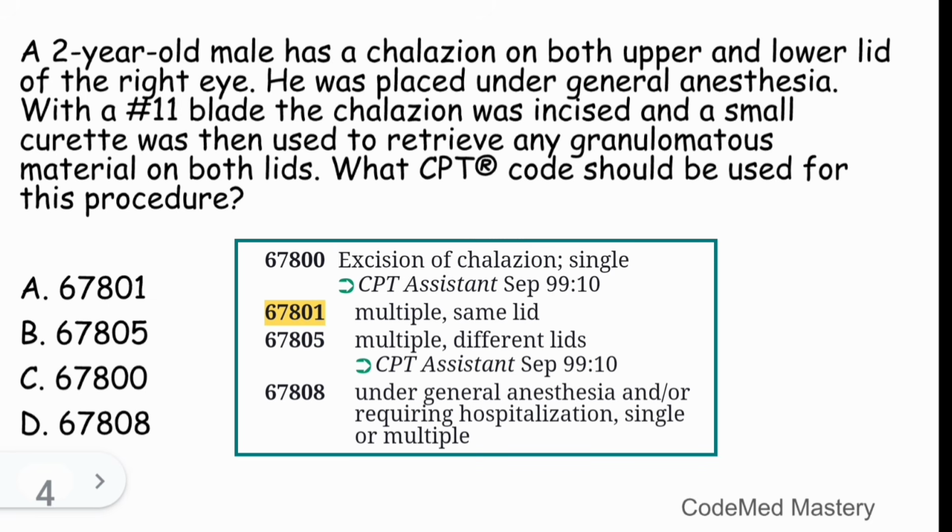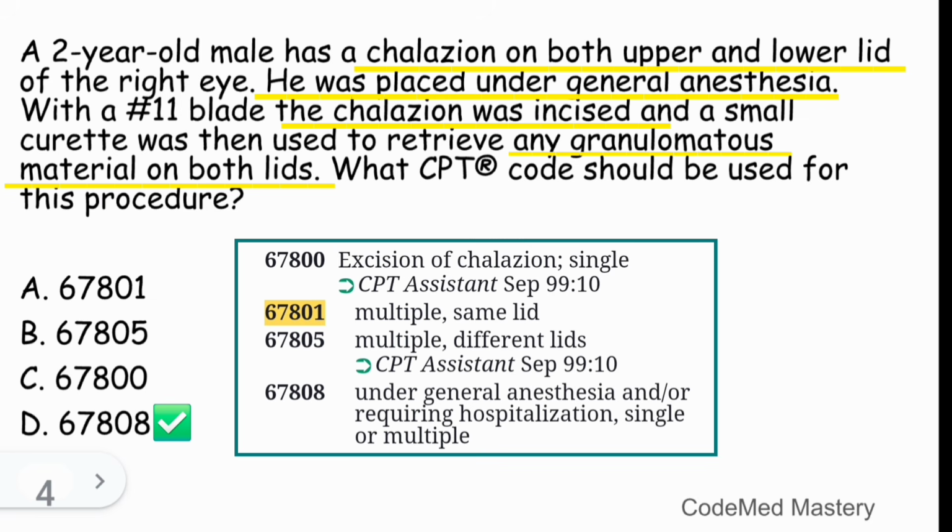So we already checked the 4 options. In the question they have mentioned chalazion on both upper and lower lid. The chalazion was incised and any granulomatous material was retrieved on both lids. And also they have given the patient was placed under general anesthesia. So which code is matching? The correct code is 67808 because it is for excision of chalazion under general anesthesia or requiring hospitalization, single or multiple. Therefore, it is matching with the question. The right answer is option D.